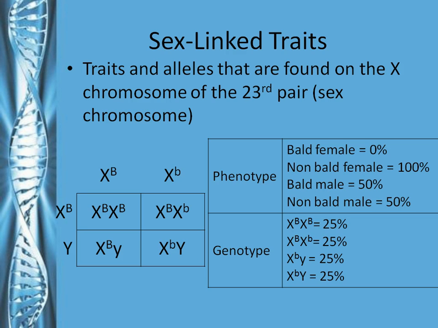The last one we looked at was the idea of sex-linked traits, which are traits and alleles that are found on the X chromosome of the 23rd pair, which is also known as the sex chromosome. And so in this situation, it actually gets a little more complicated for some of the math that we have to do, because we have to also now start dealing with the idea we have males and females, and we have some kind of a trait going on here.